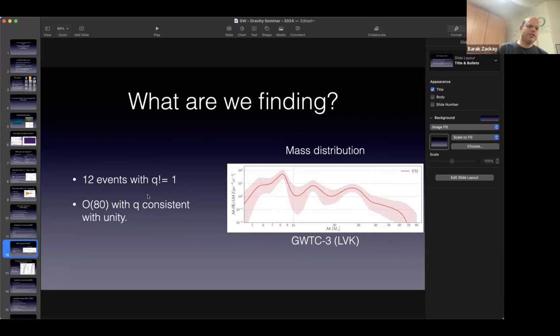In terms of mass ratio, there are some 12 events with q not equal to 1, and some 80 where q is consistent with 1. Consistent with 1 just means that we could not refute that the mass ratio is 1. For faint signals, as I said before, there are degeneracies between the spin and the mass ratio, and you will not always know.